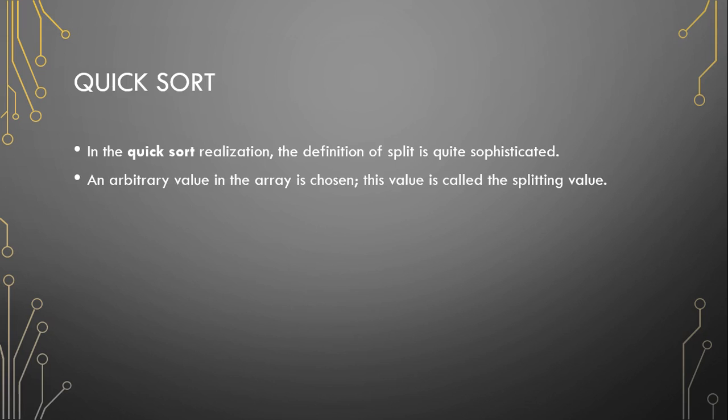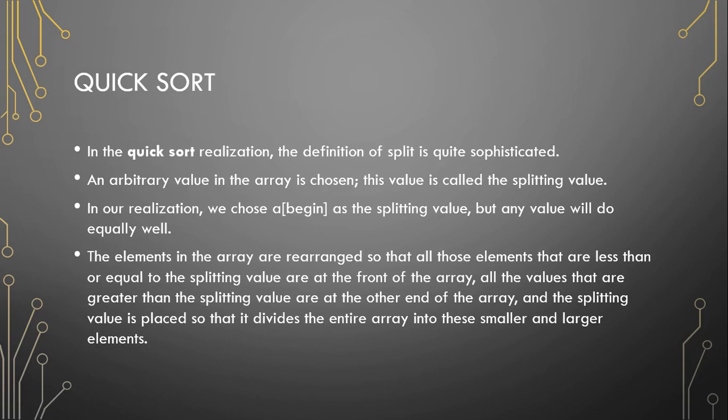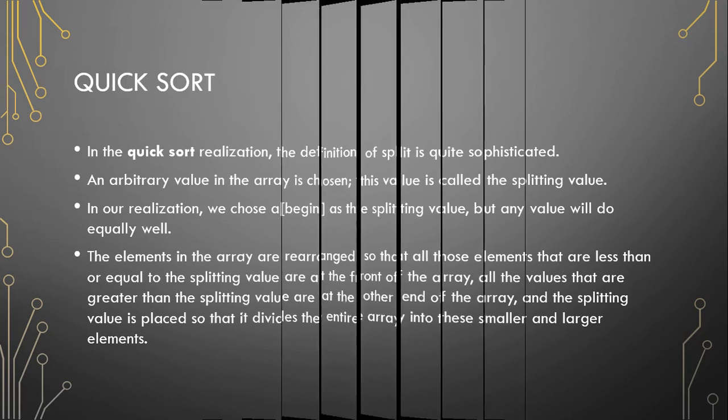Now, in this case, an arbitrary value of the array is chosen. This value is what's known as the splitting value. It's not picking necessarily the first or the last, it's just picking kind of an arbitrary one at random. So in our realization, we're going to choose a[begin] as the splitting value. But really, any value will work equally well. It could be the first value of the array, it could be the last value of the array. Doesn't really matter. So then the elements in the array are rearranged so that all those elements that are less than or equal to the splitting value are in the front of the array, and all the values that are greater than the splitting value are at the other end of the array. And the splitting value is placed such that it divides the entire array into these smaller and larger elements.